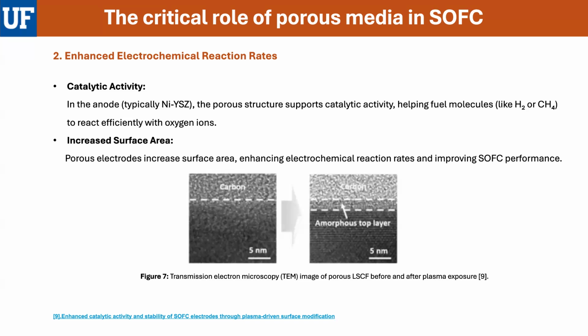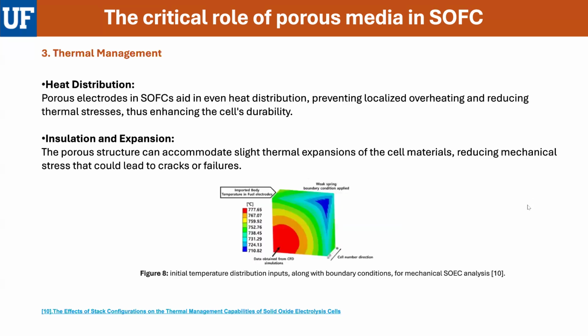Now going to thermal management. The porous media affects the heat distribution. The SOFCs operate at very high temperature, as we know, from 800 to 1000 degrees Celsius, and porous electrodes help in distributing heat evenly across the cell. This prevents electrolyte overheating, minimizes thermal stresses, and also improves the durability of the cell.